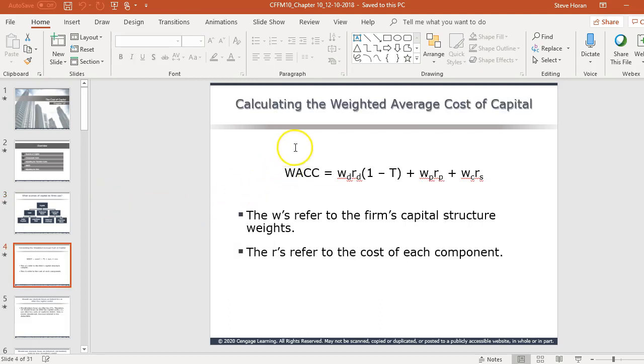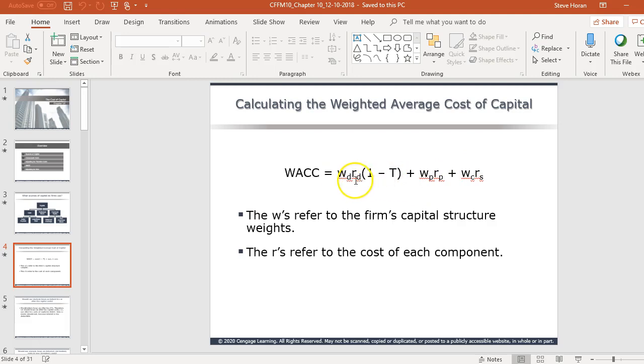So the formula for the WACC computation is right here. It's very important that you know this formula. So jot that down in your notes or just keep track. It's on slide 4. It's obviously also in your book. And the WACC equals, and then wherever you see a W, that stands for a weighting, and the sum of the three W's would always be 100%.